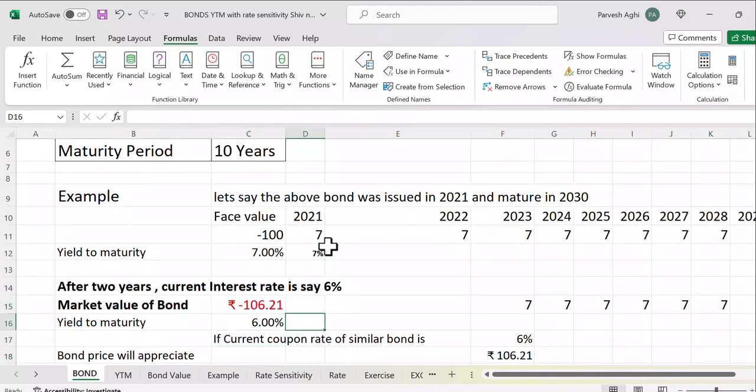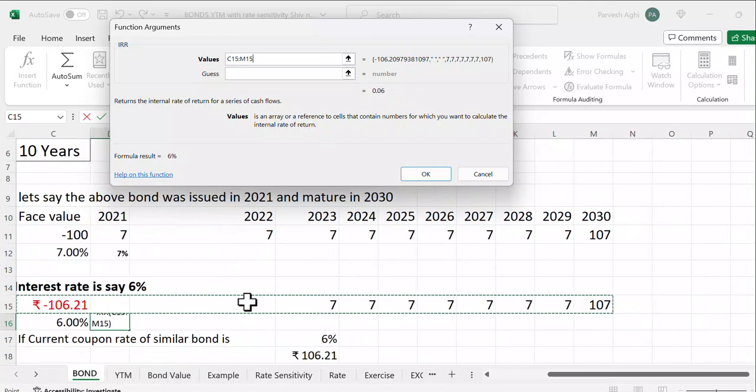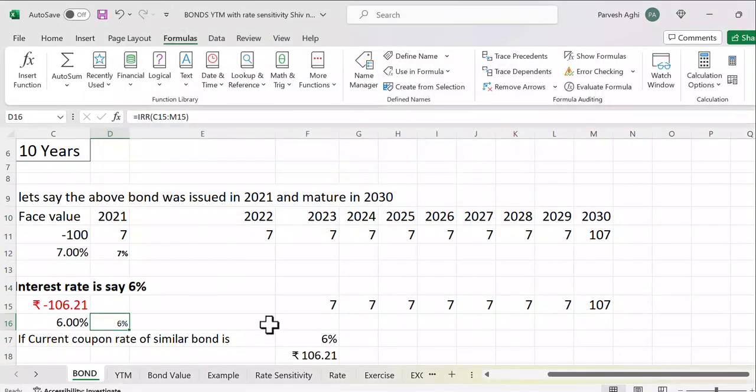So how do we calculate that? We just go to the IRR again. Here I use the formula IRR and pick up this 106. I'll tell you how this 106 has come. Enter this, and it gives me 6%. Now I have two choices: buy the bond from the primary market or from the secondary market. But I find the price is such that it gives me no choice, isn't it?